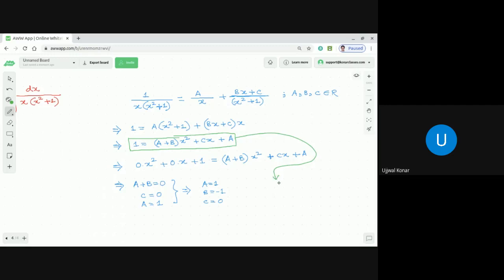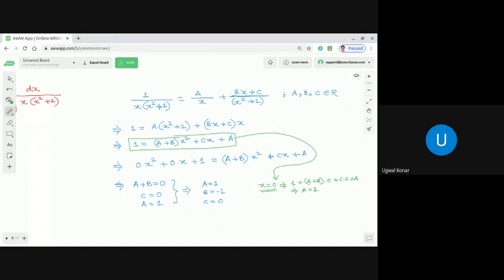So what we are doing here is applying the value of x equal to 0. Then what are you going to get? Left hand side is 1, right hand side is a plus b into 0, plus c into 0 plus a. You get the value of a equal to 1, which you already achieved. Correct?